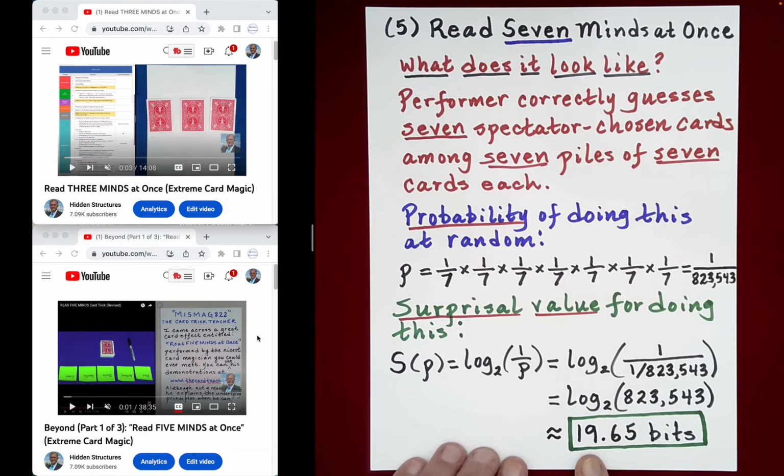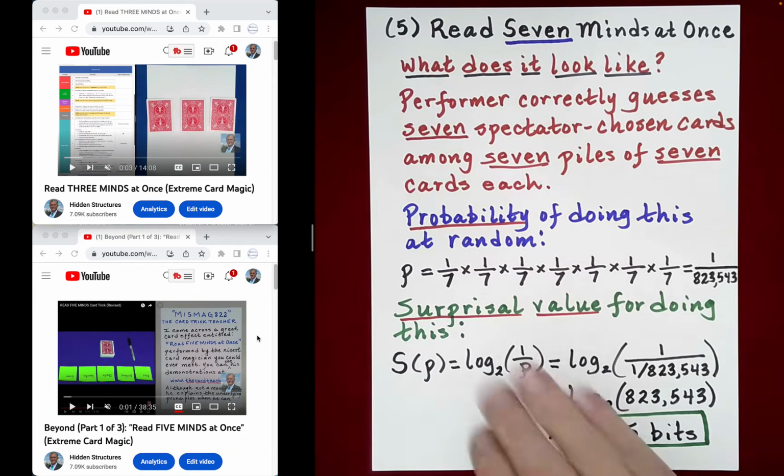And I want to point out something here. The Surprisal for 7 piles and 7 cards each is almost 20 bits. Well, the Surprisal associated with being struck by lightning, and a person can look this up, you can look up the probability that an individual would be struck by lightning, has a corresponding Surprisal value of 18 bits. So this right here would be more surprising than being struck by lightning in the sense of the probability that that would occur. Okay, so very, very unlikely.